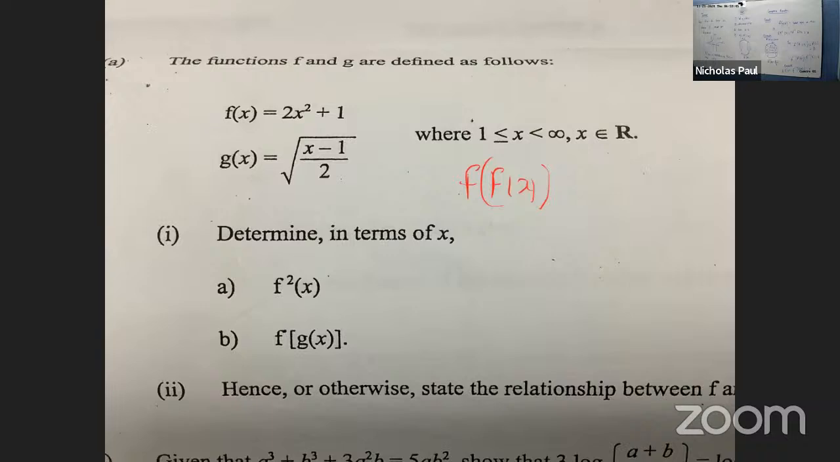f squared means f of f of x, so that's f of 2x² plus 1. So that will be 2 by 2x² plus 1, plus 1. So that's 4x² plus 3. That's okay? Easy maths.